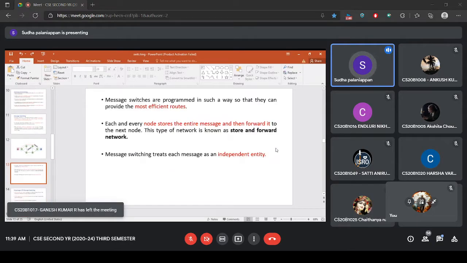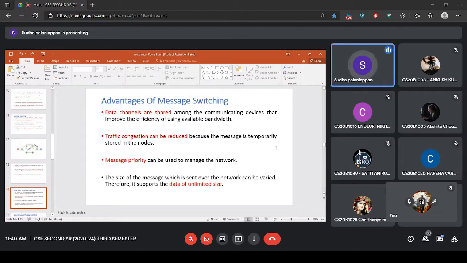Here each and every node stores the entire message. Whenever a node receives the information, it has to store the entire message, and then forward it to the next node. Each message works as an independent entity; the single message is considered an independent entity. And what is the advantage of message switching? Data channels are shared among communicating devices, and traffic congestion can be reduced.